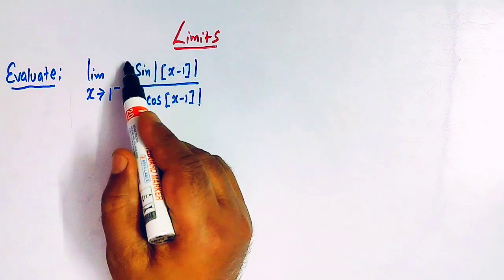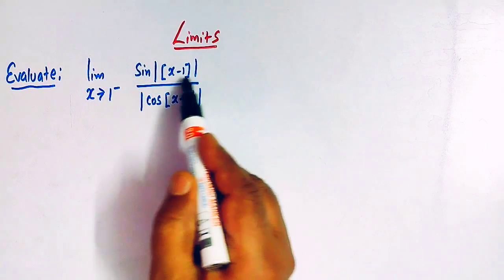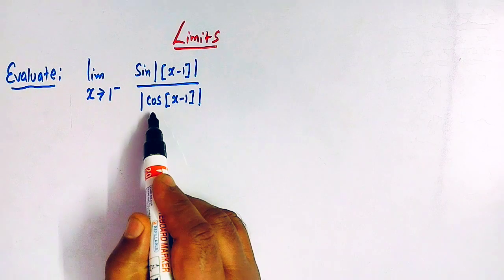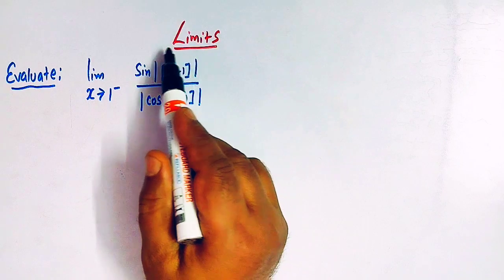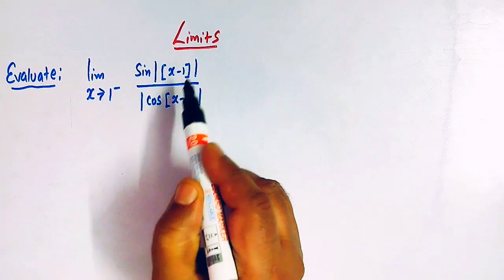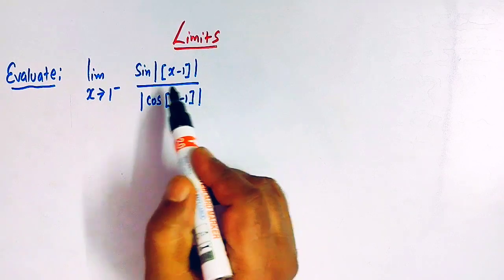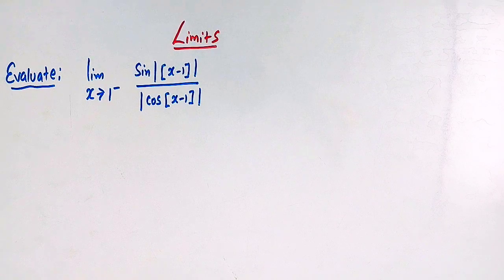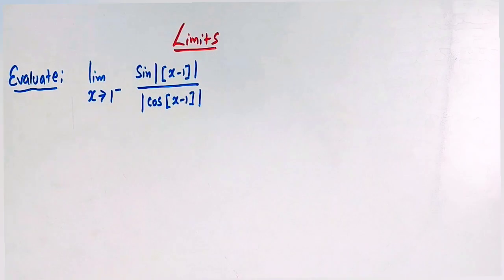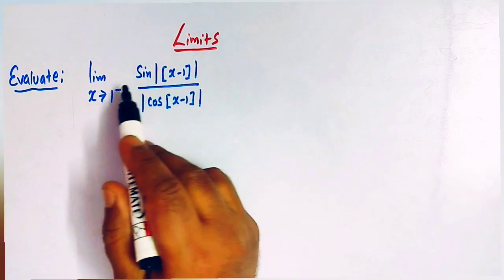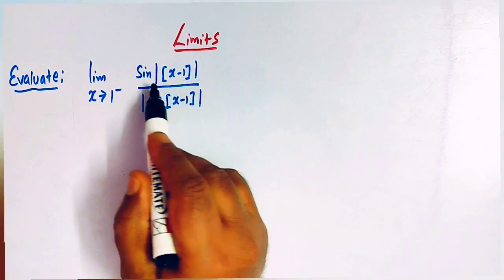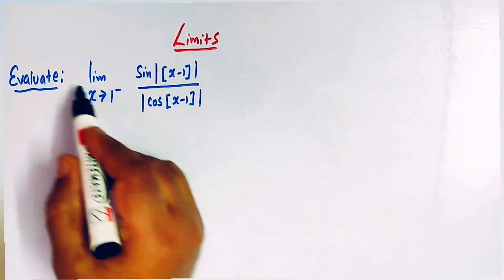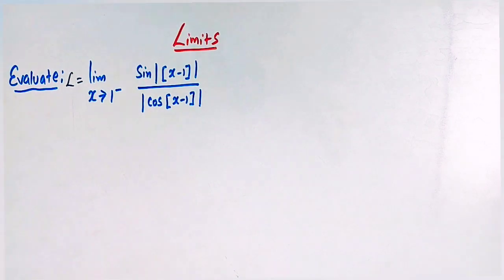So here we have to find the limit of this function when x tends to 1 from the left of x equal to 1. It implies that we have to find the value of the limit of this function when x approaches 1 from the left. Now we observe that we have the mod function as well as the greatest integer function. So let us take this limit as L.